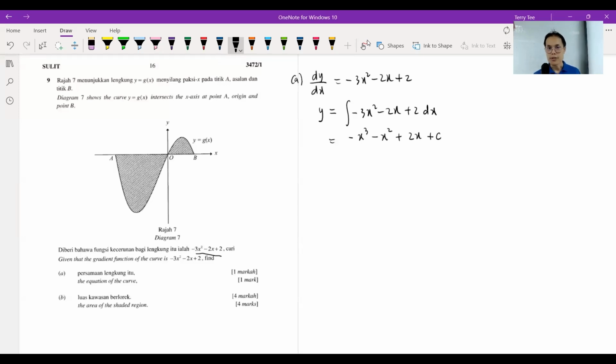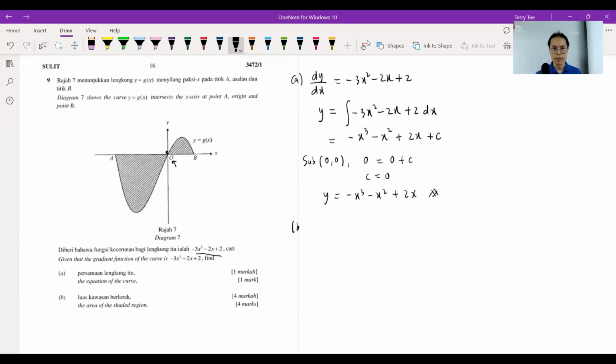Now we need to find the value of c. Now you notice it passes through point O. So we substitute or gantikan 0, 0. That means your y is 0. Your x is 0. Therefore your c is also 0. Then your equation is y equals negative x cubed minus x squared plus 2x.